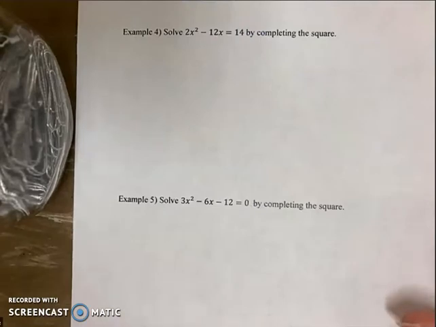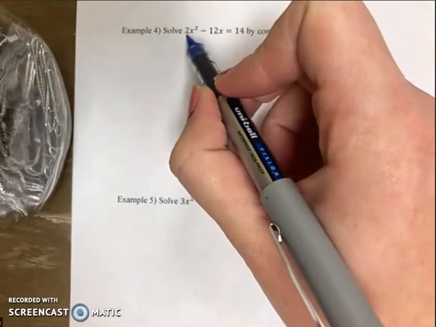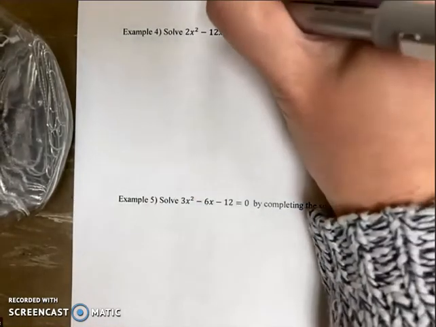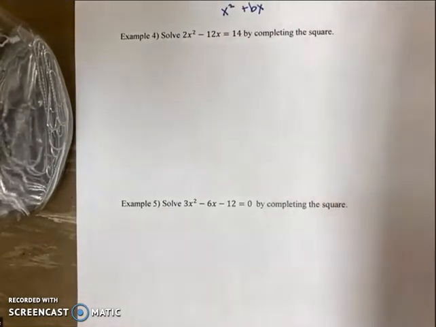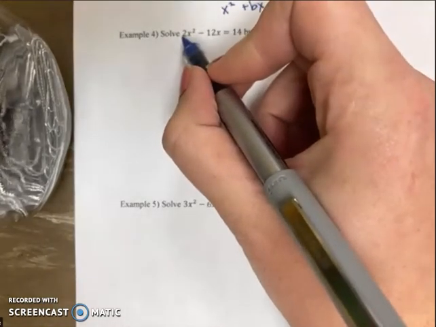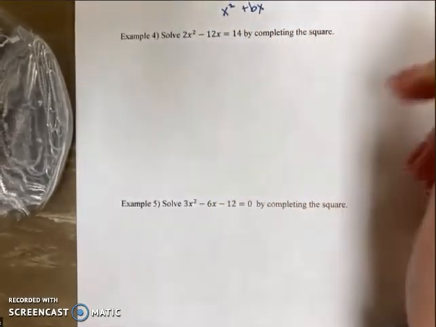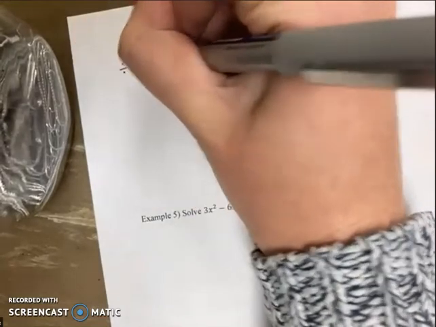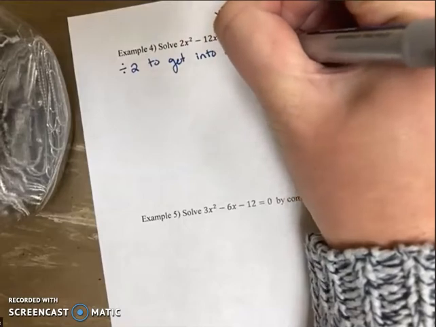Example 4 is a little bit different because this time I have a number in front of the x squared term. Now we can't have that. We want it to be in the form x squared plus bx. So what I'm actually going to have to do here is get rid of that 2 by dividing all the terms by 2. So I'm going to say divide by 2 to get into correct form.